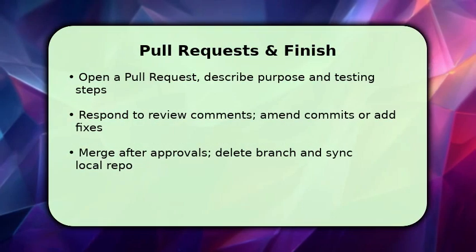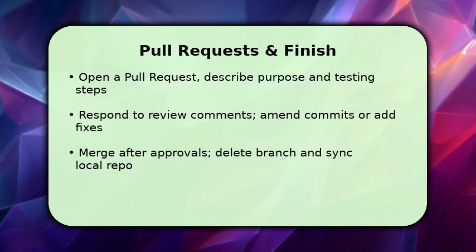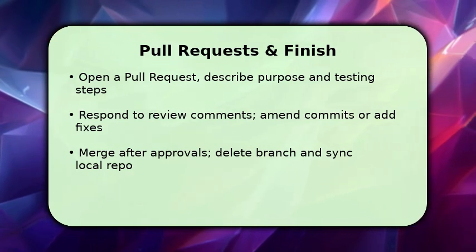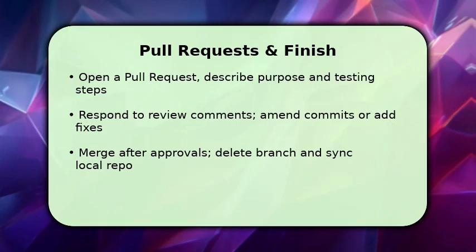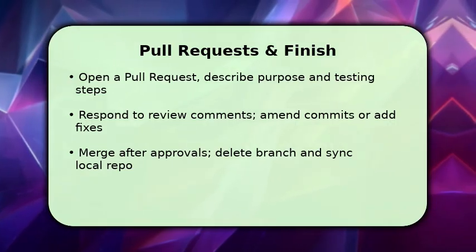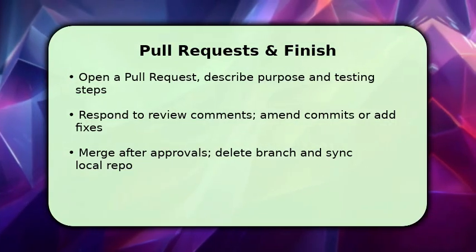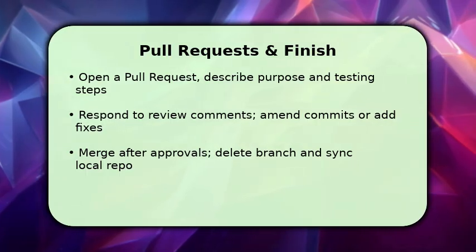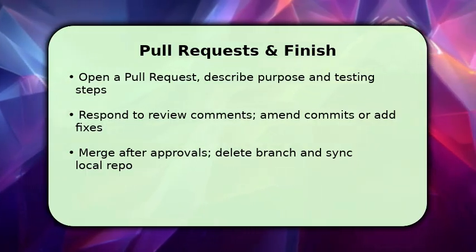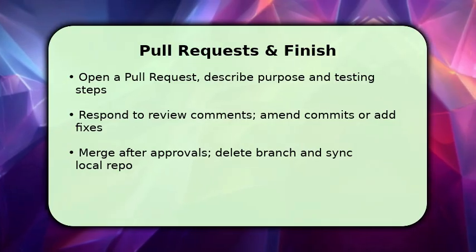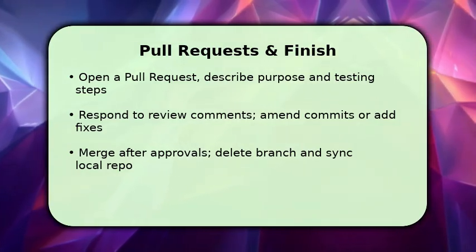You open a pull request as the formal handoff for review. Explain the intent and how to test it so reviewers can act quickly. Address requested changes by committing fixes or using git commit --amend, then push updates to the same branch to keep history tidy. After approvals, merge via the chosen strategy and delete the branch to avoid clutter.